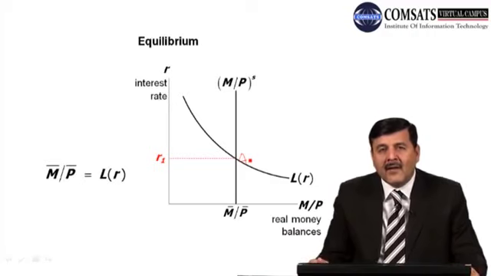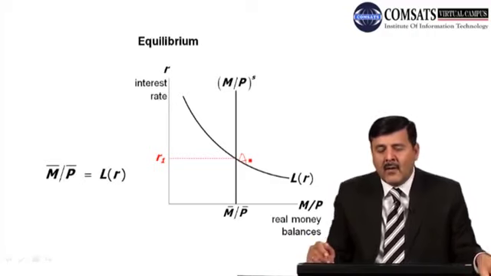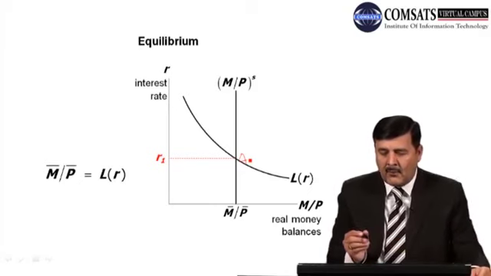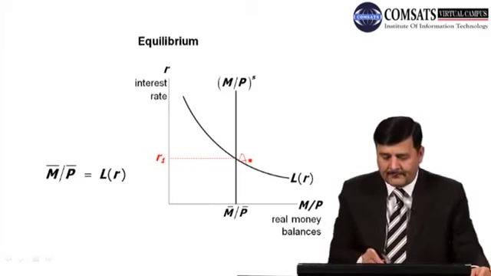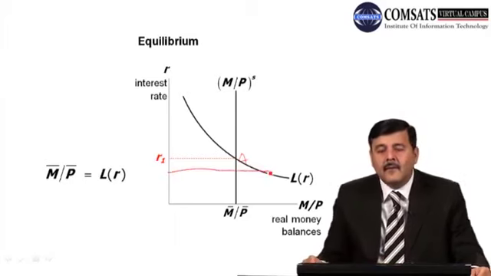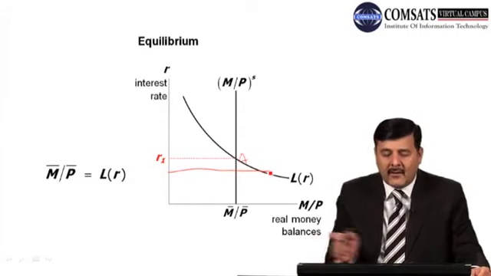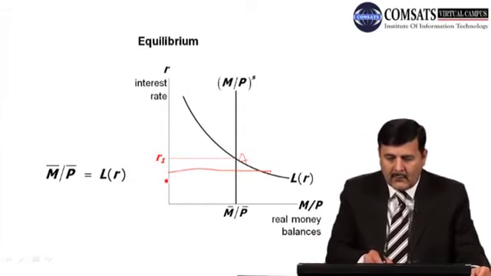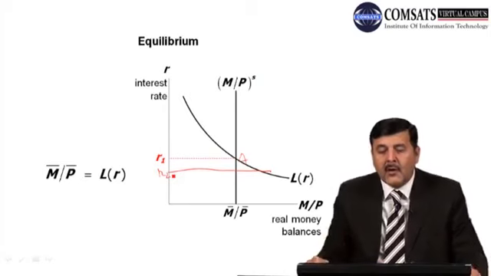Why is the money market at equilibrium at point A? Now suppose we have any point below R1, somewhere here, say R2. Now what is happening at R2?